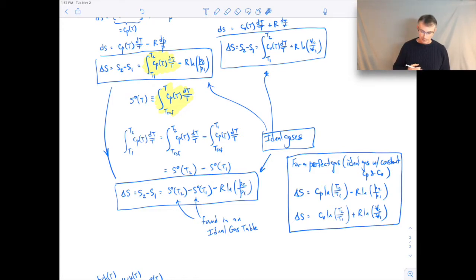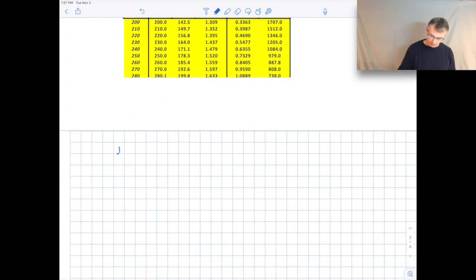Okay, the next thing that we're going to do is say, let's assume we're dealing with an ideal gas that's undergoing an isentropic process. Remember that an isentropic process is one where the entropy change is 0, right?